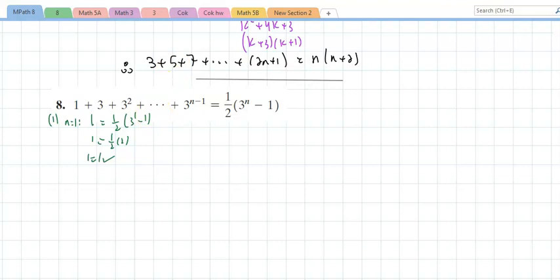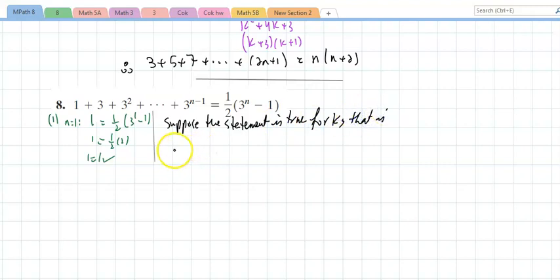Then what? Then we're going to assume, suppose, or let. I've been using assume or suppose. Suppose the statement is true for k. That is, this is my assumption: 1 plus 3 plus 3 squared plus 3 to the k minus 1 equal 1 half into 3 to the k minus 1. That's my assumption.